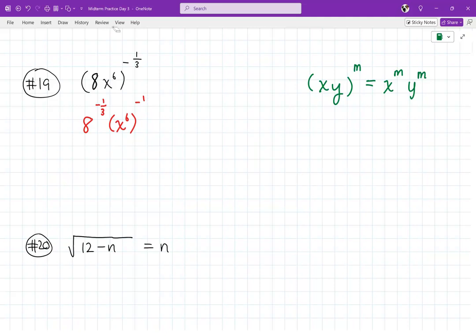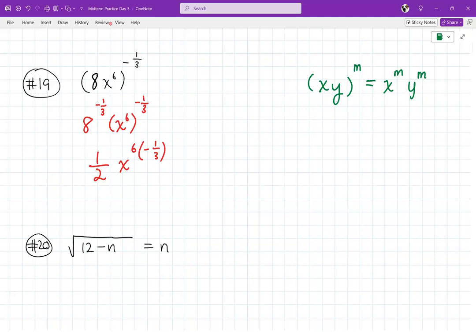Let me write that a different way here, the way it looks in the front. That's my first step. And then the 8 to the negative 1/3, I'm just going to put that on my calculator. So 8 to the power of a fraction, negative 1/3. It should give me a fractional answer. It tells me half, so I'm going to write half. And then x to the 6 to the negative 1/3.